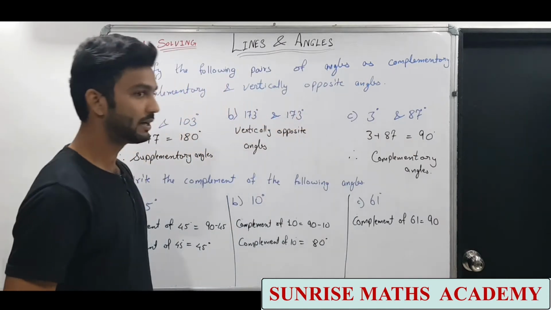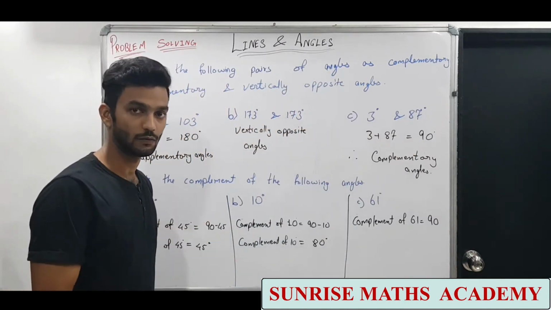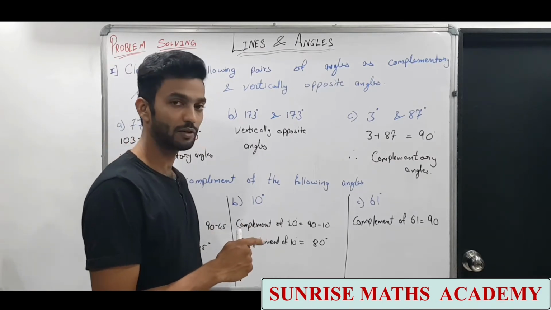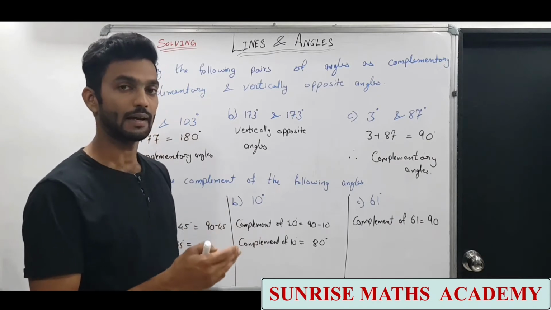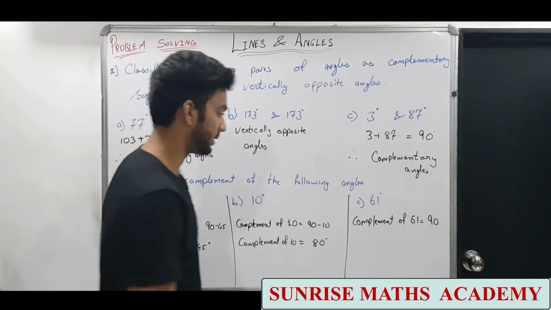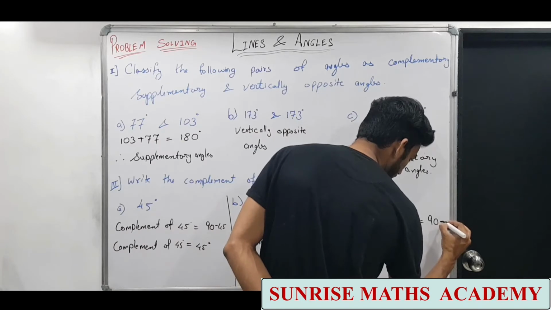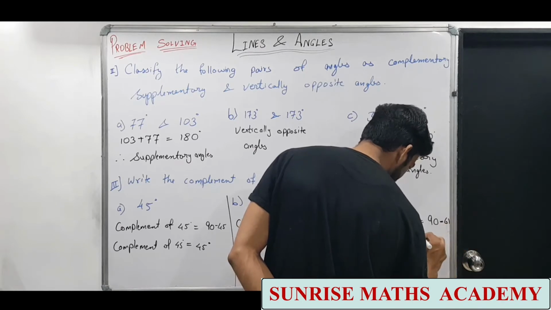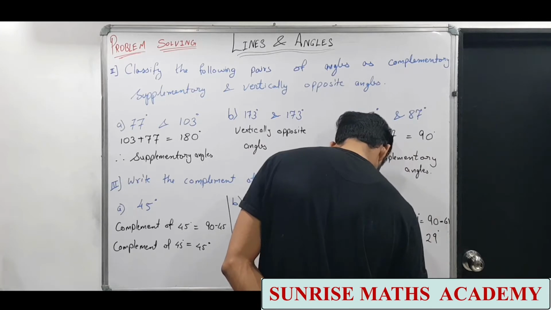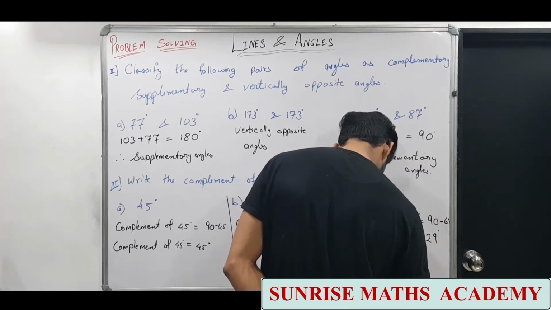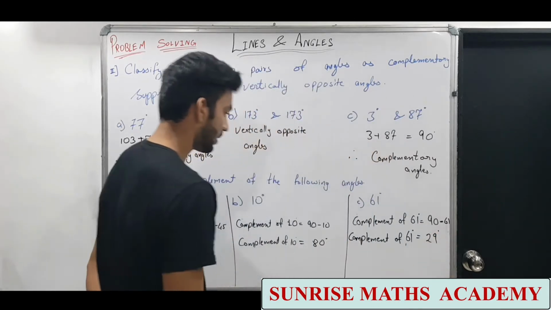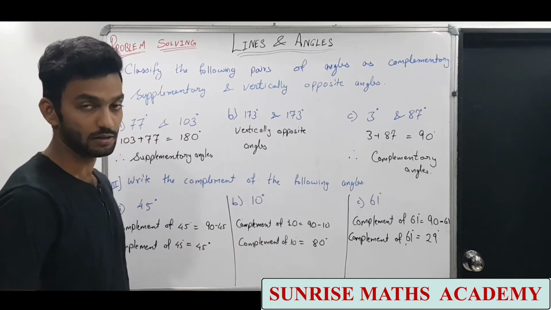When they have asked complement, we will subtract from 90. When they have asked supplement, we will subtract from 180. Because addition of complementary angles is 90 and addition of supplementary angles is 180. So we subtract from 90 if it is asked complementary. So that's complementary angles.